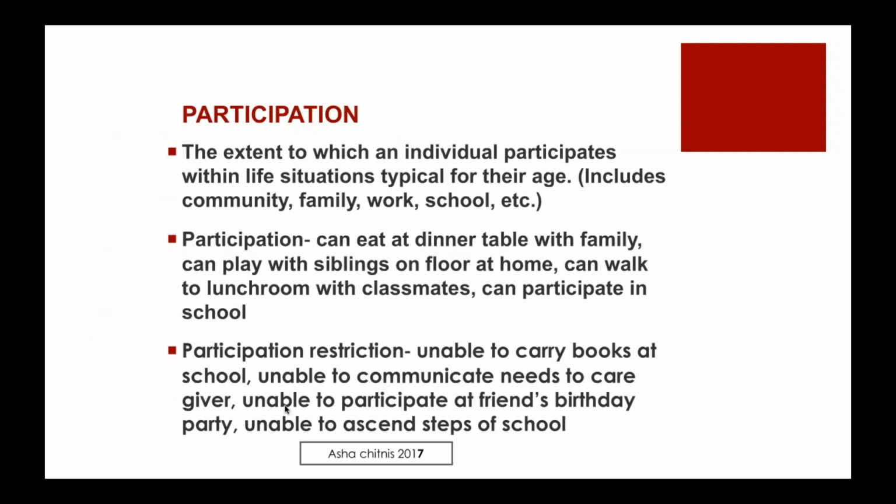Participation, basically, if I have to just put it down, for you to understand: he can eat at a dinner table with family, can play with siblings on the floor at home, can walk to a lunchroom with classmates. And participation restrictions are: can't carry his books or a bag to school, can't communicate his needs, can't participate in a birthday party, or can't climb stairs. So this should give you an idea. Just climbing steps is a functional activity, but the ability to climb steps in society is participation. Hope these things make it clear to you.